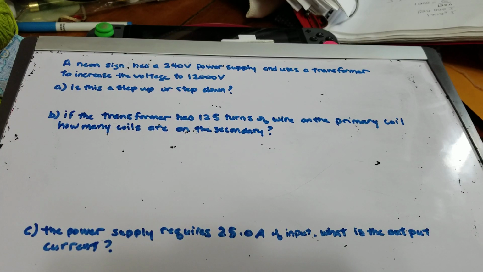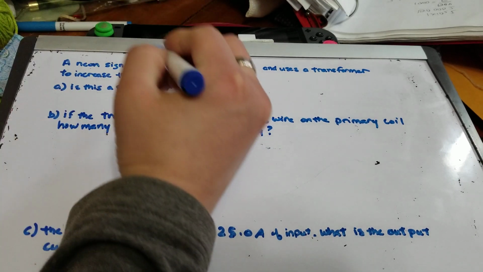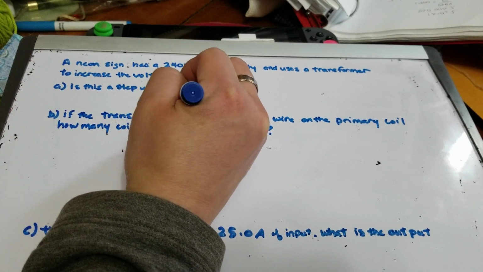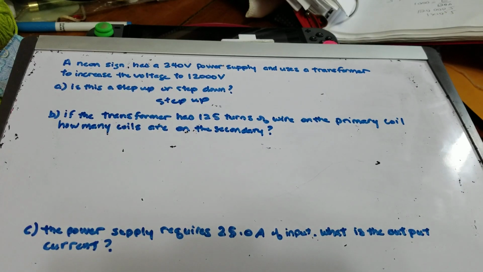Okay, so this one there's three parts to one question. The question says, a neon sign has a 240 volt power supply and uses a transformer to increase the voltage to 12,000 volts. So the first question is, is this a step up or a step down? When you look at this, you're going from 240 to 12,000. So you say, oh, it's increasing, therefore it is a step up. So I'm going to write that there, step up. Pretty easy so far.